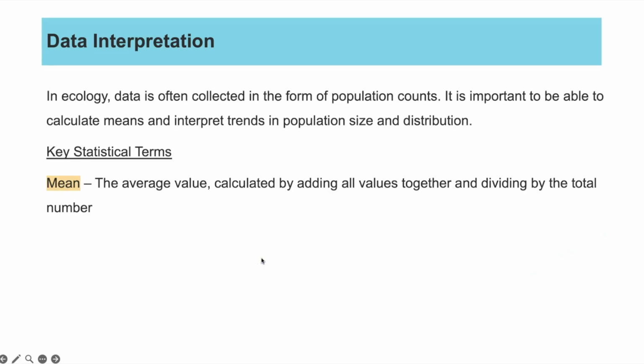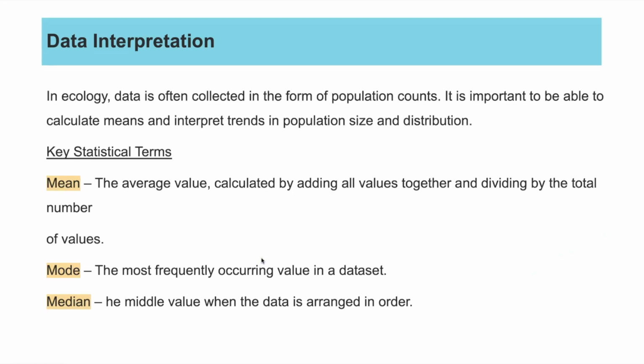Now this does link to 3 key math skills that come up with this particular topic. You might have to work out an average number of species, but there's 3 measures of average: mean, median and mode. So here's just a quick recap on what those 3 measurements mean.